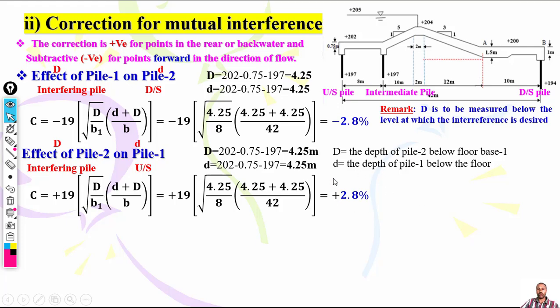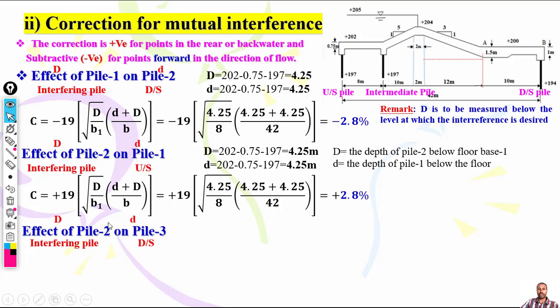So you have to put positive because this is just subtractive. Four points forward in the direction of the flow is negative, but four points in the rear, in this direction from 2 to 1, will take positive. So the effect of pile 2 on 3, you see, to this direction, just four points forward, so it will be negative.